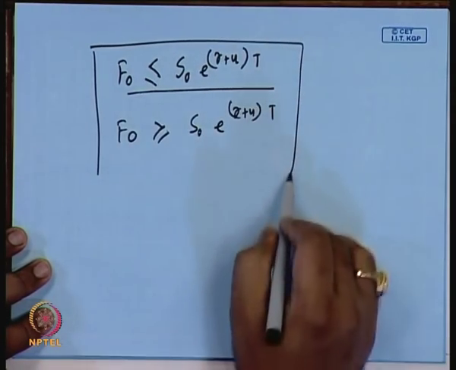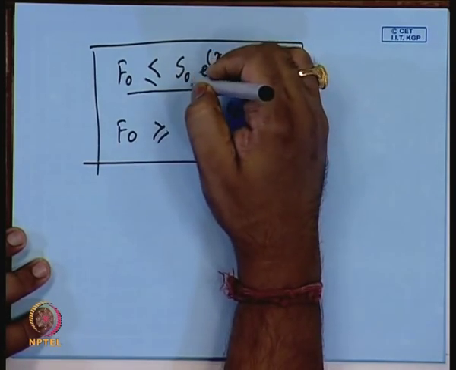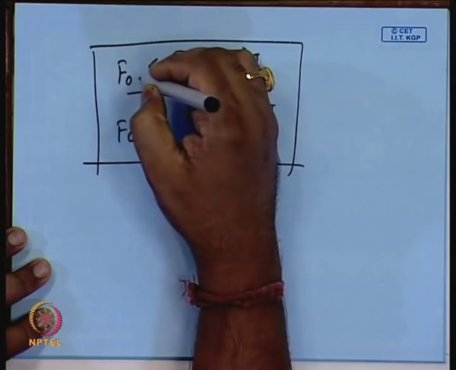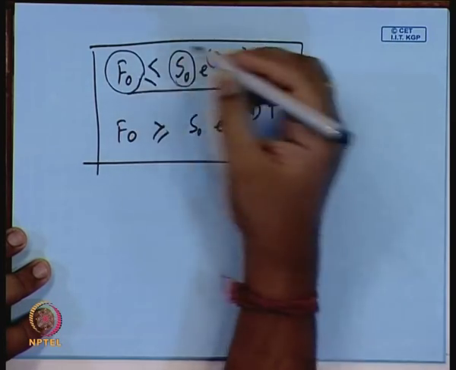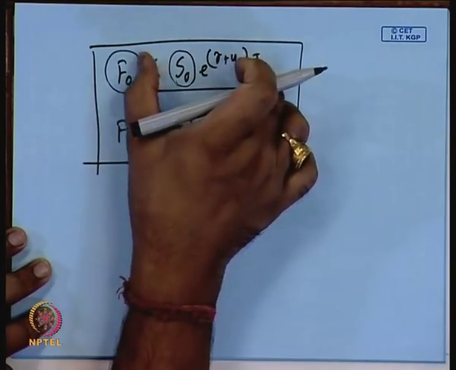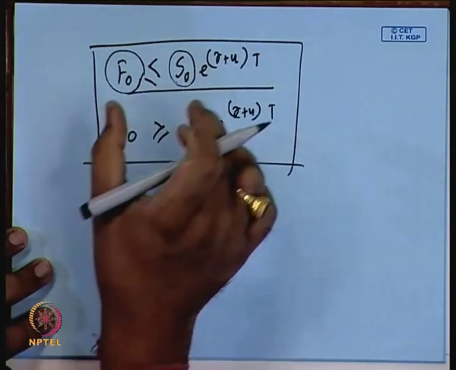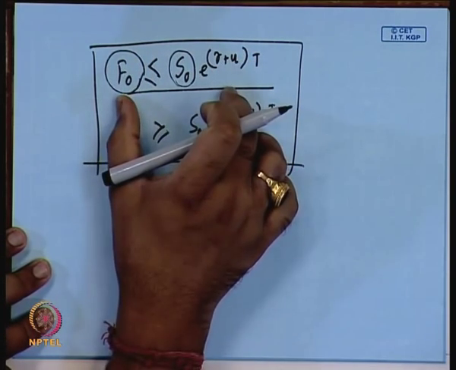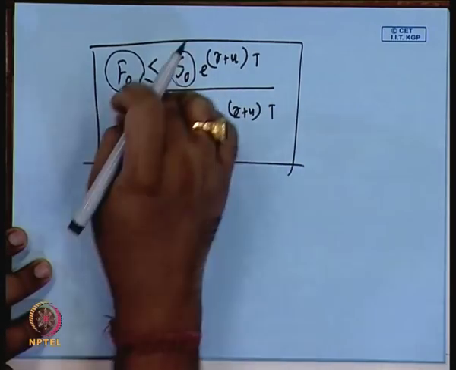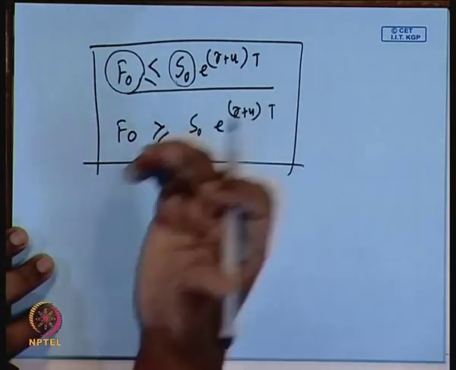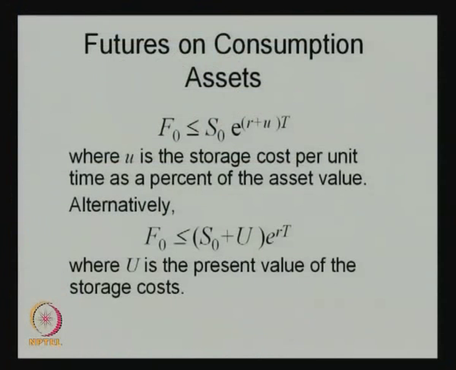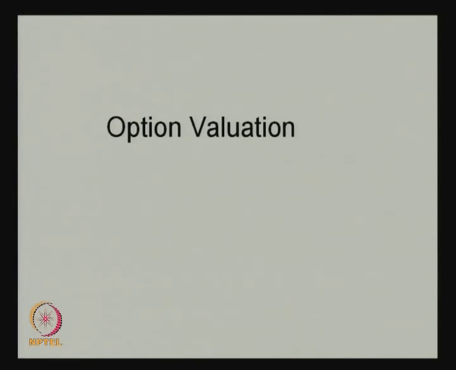So, in certain cases, whether the investor should invest in this particular asset or in this particular future: we have already seen that if there is a difference between these two, then there is an arbitrage opportunity which can be used by the investor, and accordingly he should take the position in the same way we have just discussed. So, this is about your future and option pricing.